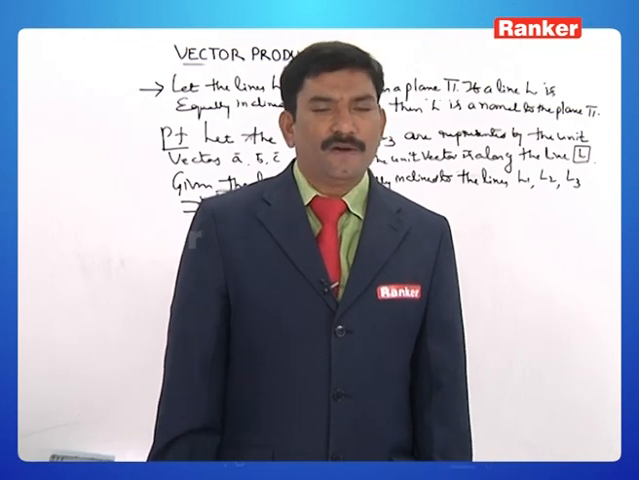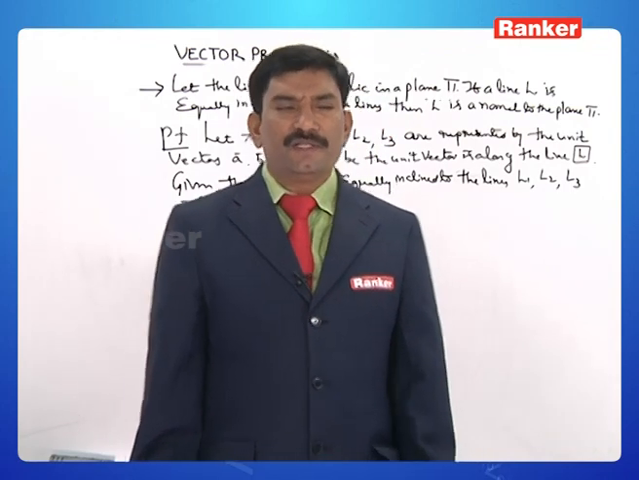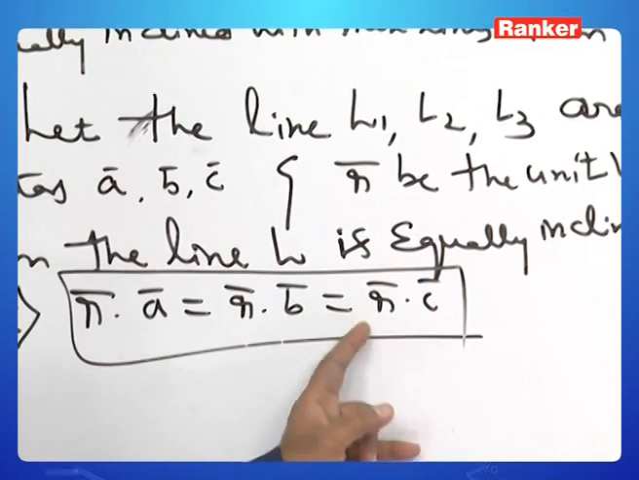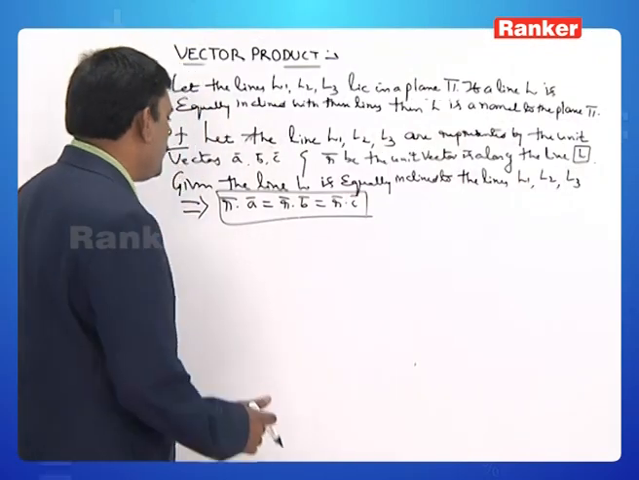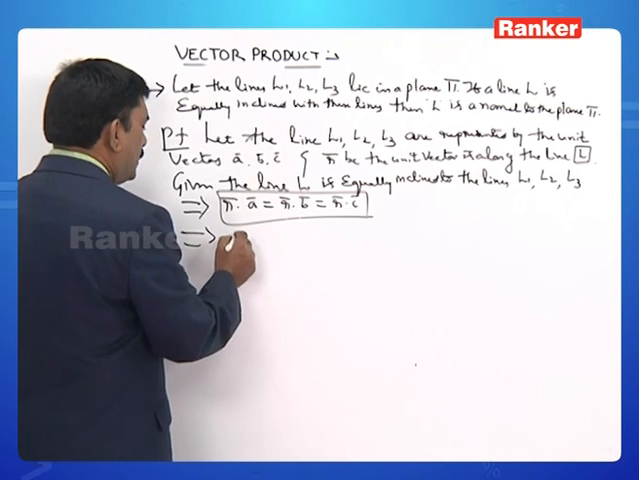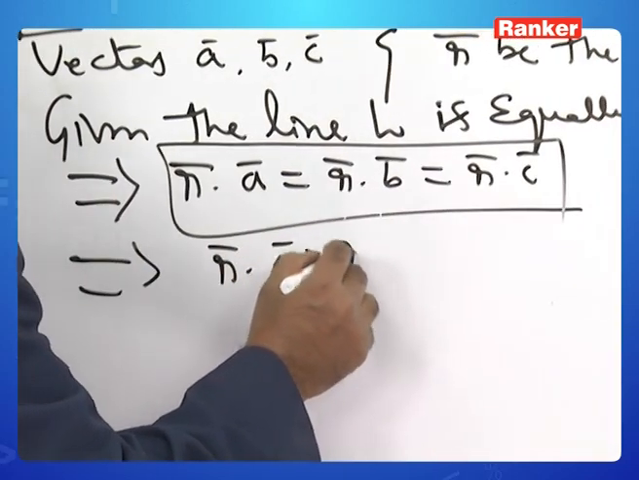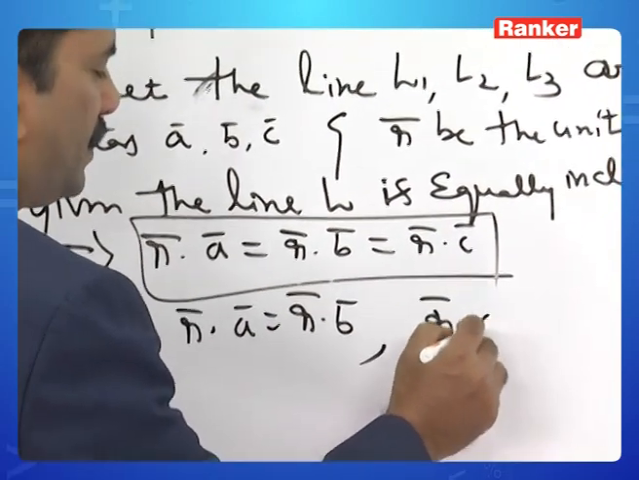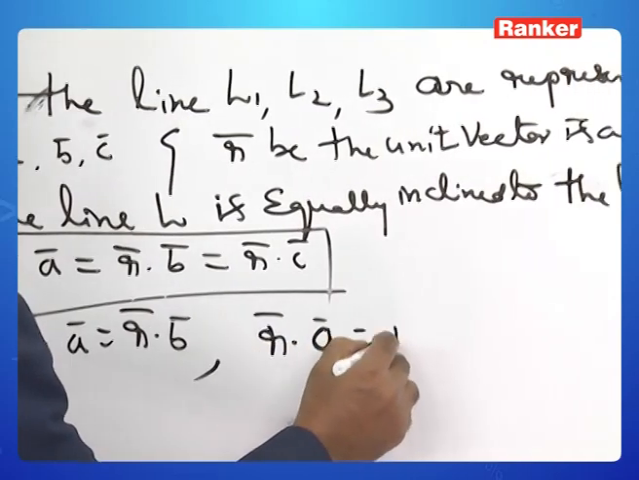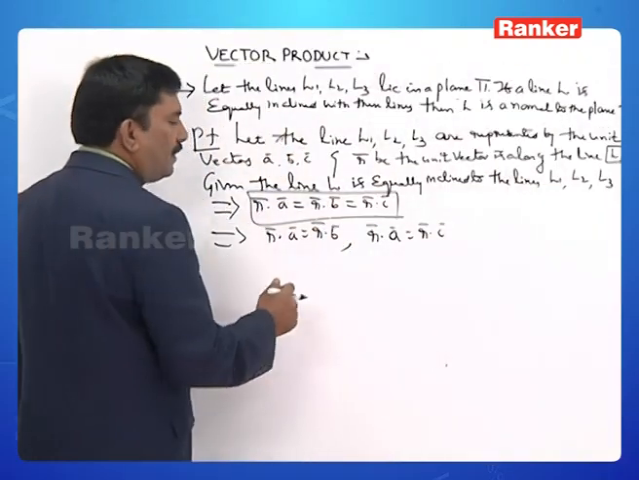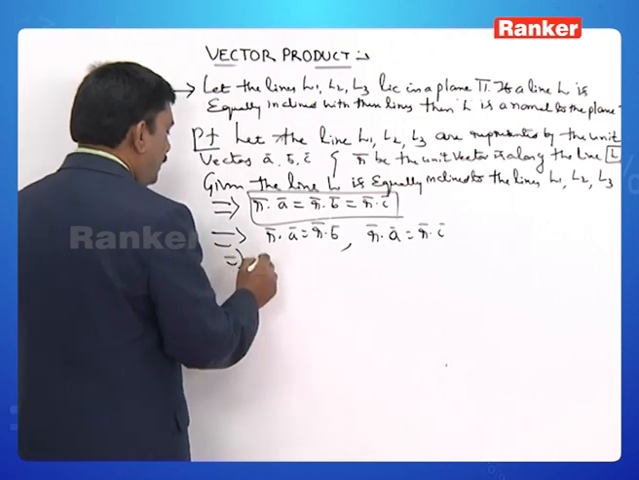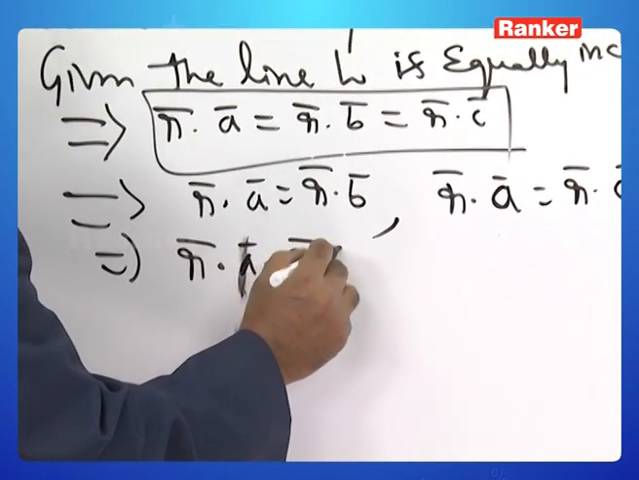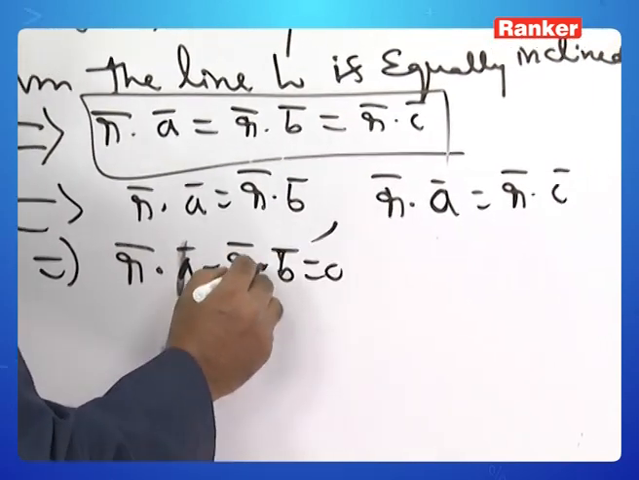Now cos theta is equal to r dot b. Cos theta is equal to r dot c. Nevertheless, I can write r dot a is equal to r dot b is equal to r dot c. Now, I can write from this r dot a is equal to r dot b. Similarly, r dot a is equal to r dot c. If you want, you can consider r dot b also. It makes no difference. Therefore, r bar dot a bar minus r bar dot b bar is equal to 0.